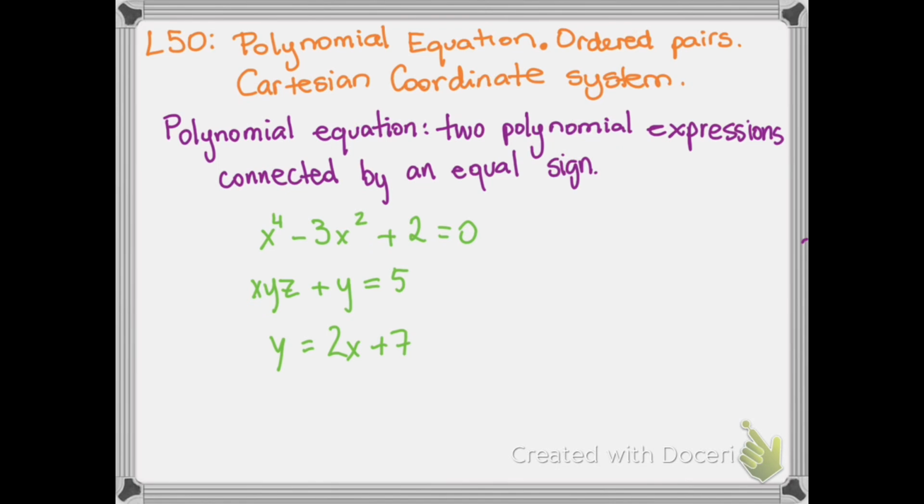In the first one, we just have x. So it's x to the fourth power minus 3x squared plus 2. In this case, the degree of the polynomial is going to be 4 because it's the degree of the highest degree term. In xyz plus y equals 5, that is a third degree polynomial because we have one of the terms that has a degree of 3. Finally, we have y equals 2x plus 7. In this case, the highest degree term is 1, so it's a first degree equation.